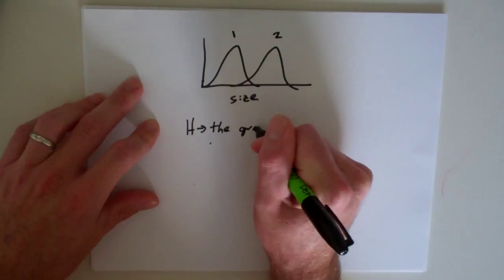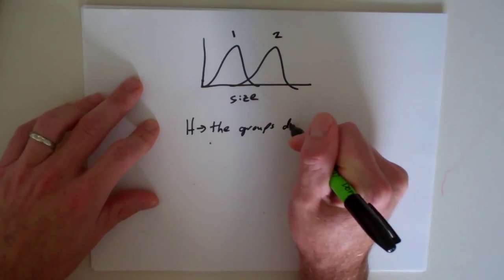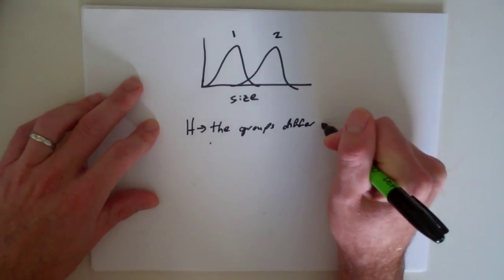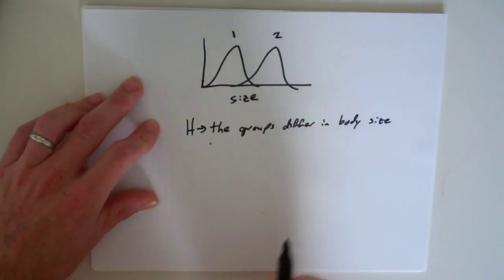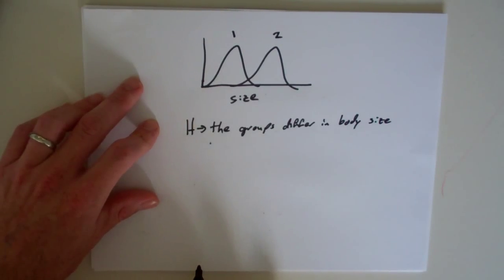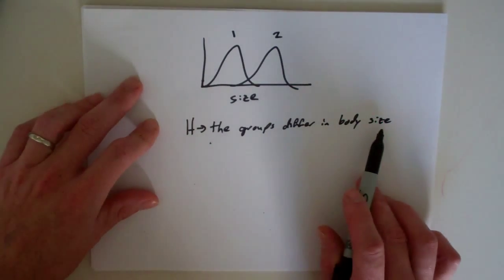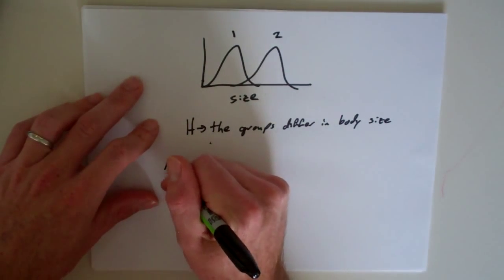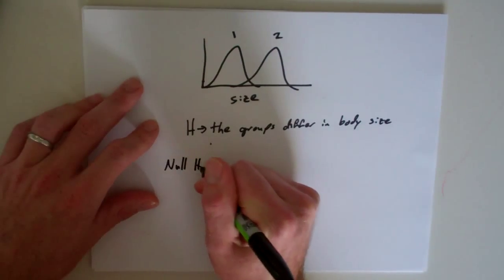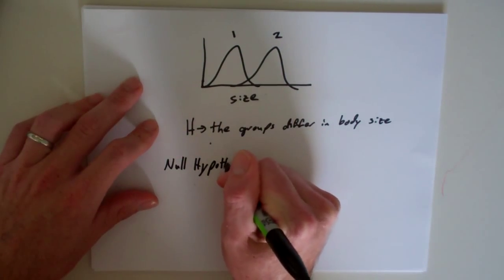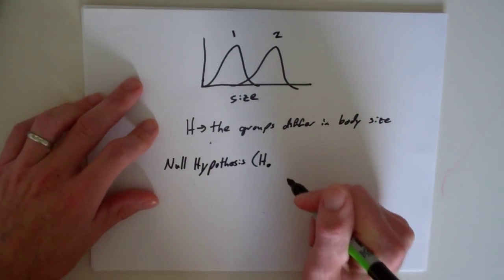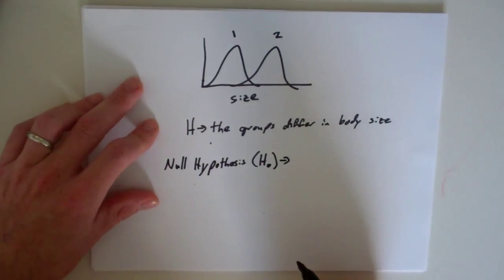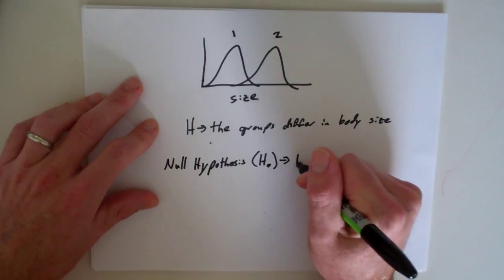the groups differ in body size. However, what you're doing in a statistical hypothesis test is not actually evaluating this, but evaluating a null hypothesis. This is often abbreviated H0, and this is that the groups do not differ.